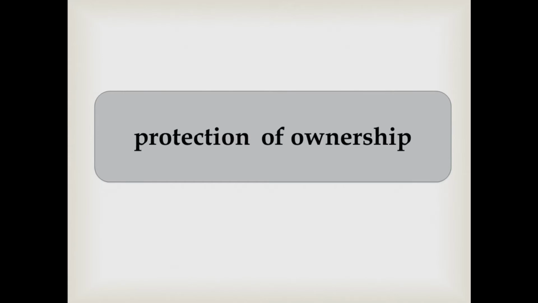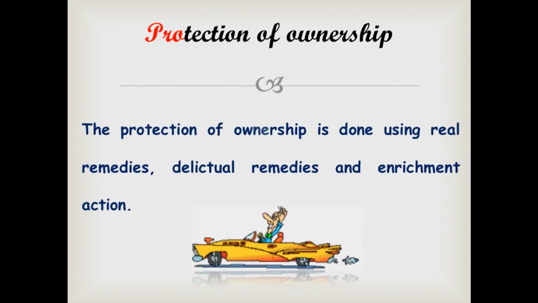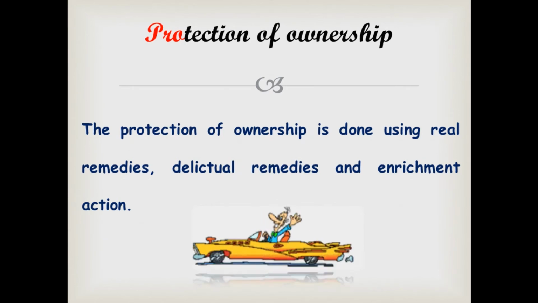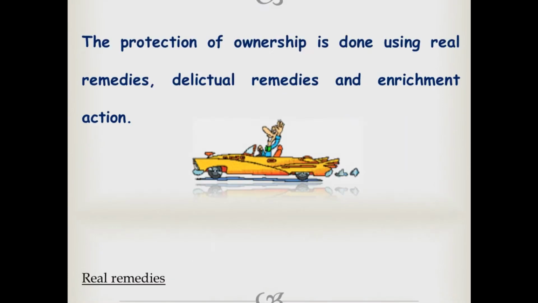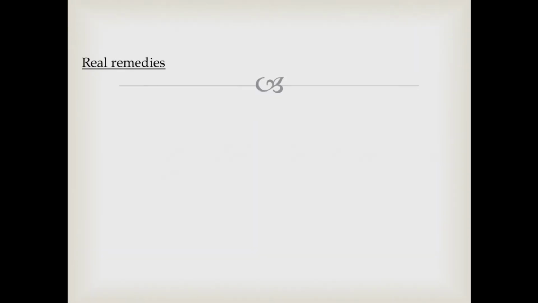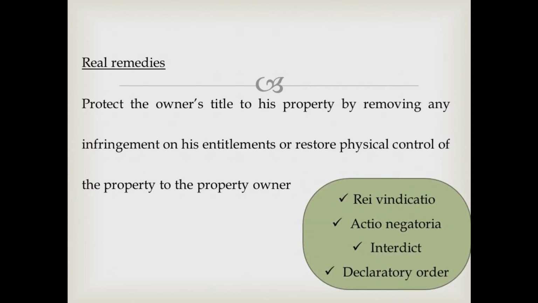Protection of ownership. How is ownership protected? The protection of ownership is done using real remedies, delictual remedies, and enrichment action. Real remedies are those that protect the owner's title to his property by removing any infringement on his entitlements, or they also restore physical control of the property to the property owner. These are the real remedies we have.